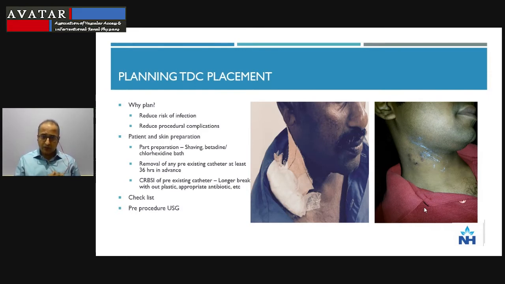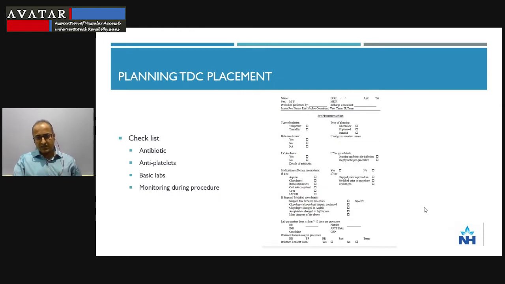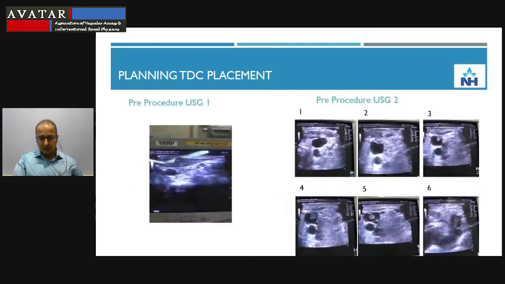If you want to prepare the skin just before the catheter placement, don't shave, use a clipper to trim the hair from the chest, and always have a checklist and do a pre-procedure ultrasound so that you can minimize complications, which could be injury to the lung or injury to the artery, and also infections. This is a checklist that we use. I will run through this because of paucity of time. This is the ultrasound that we do 1 day in advance, not 2 minutes before the procedure.